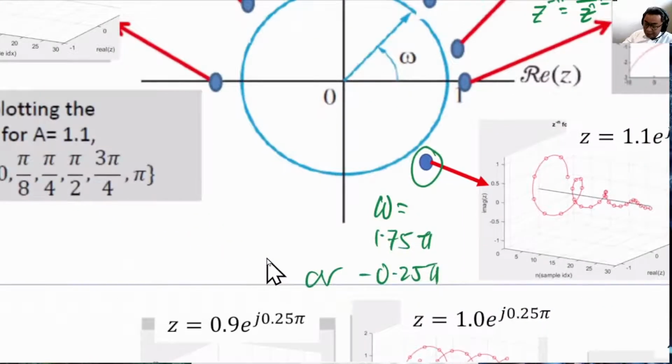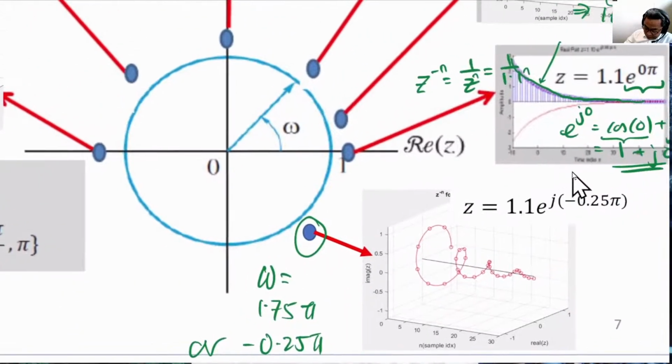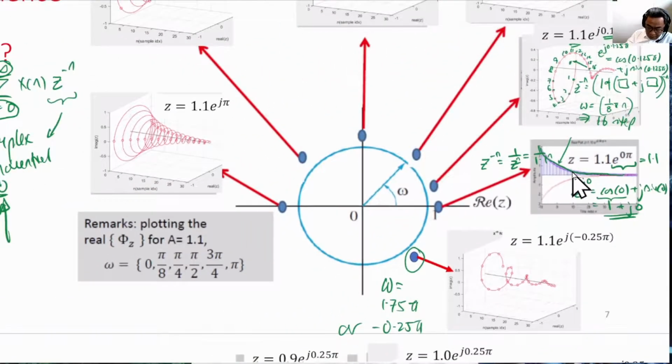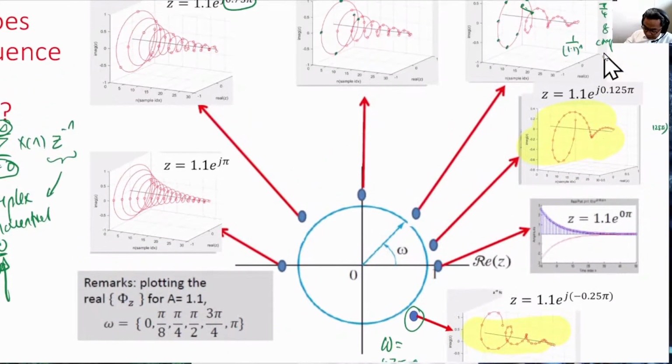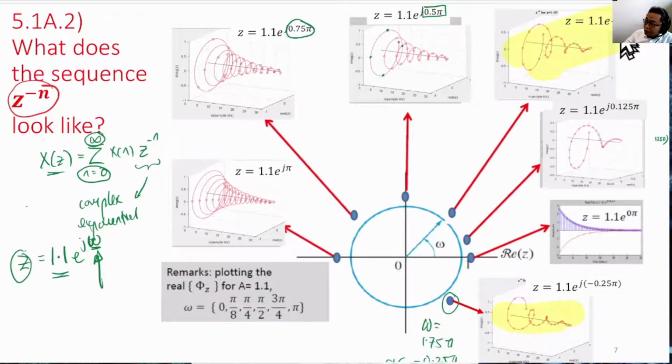1.75π is counting the angle anti-clockwise from the positive real axis. So it will be 0 to π to 1.5π to 1.75π until 2π here. But you can also use a negative angle for the clockwise direction. In this particular case, compare these two plots. These highlighted two plots have the same magnitude but different angle. One is a positive angle, 1.1 e^(j0.25π).